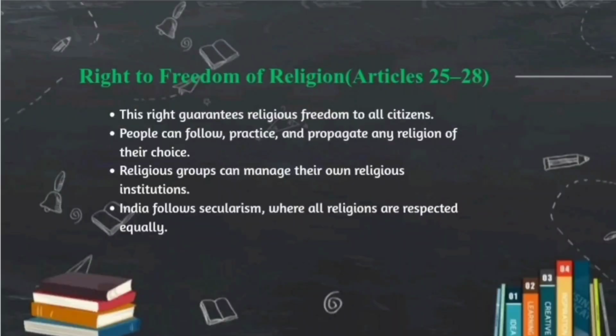Right to freedom of religion. Article 25 to 28. This right guarantees religious freedom to all citizens. People can follow, practice, and propagate any religion of their choice. Religious groups can manage their own religious institutions. India follows secularism, where all religions are respected equally.